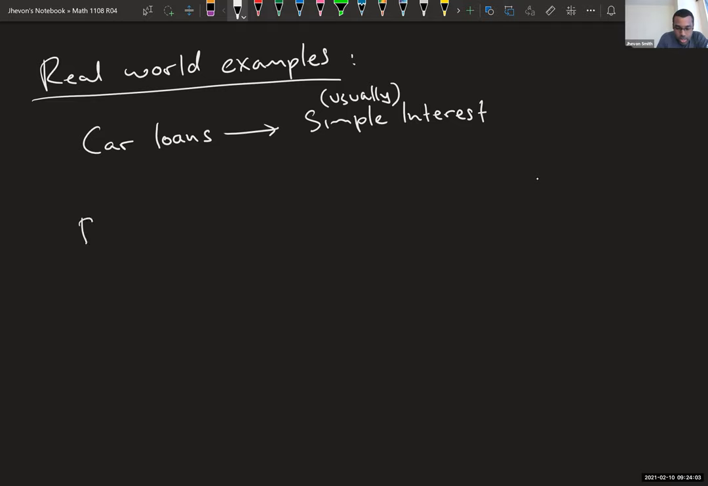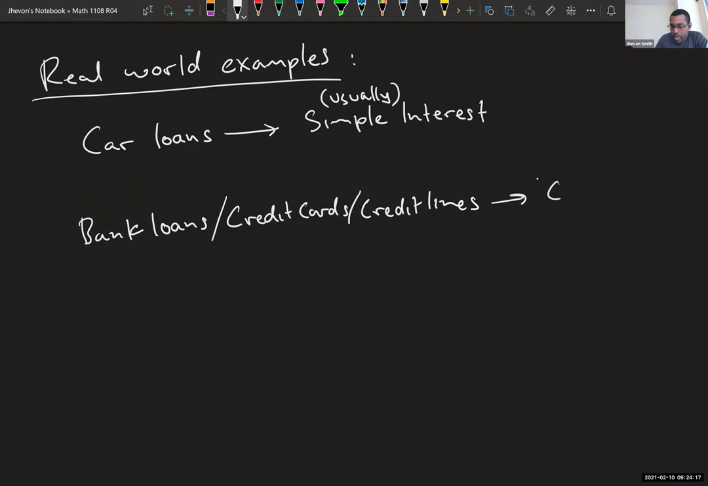If you're looking at bank loans, like personal loans, credit cards, credit lines, for sure these are compounded. Credit cards, I can tell you for sure, credit cards are compounded daily. For the others, usually it's also daily, but I would say read the fine print. It might not be.